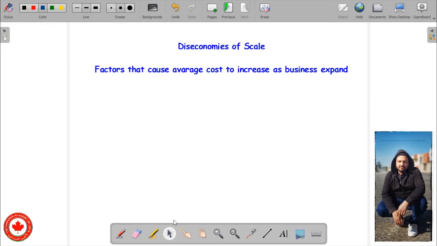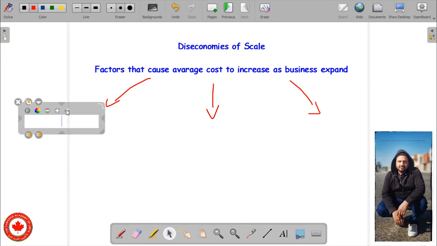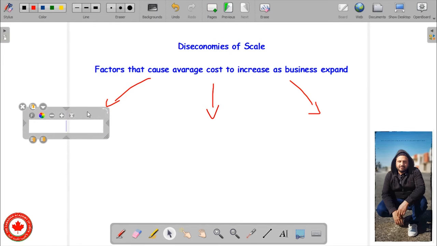So diseconomies of scale is something damaging. Most of the time, practically, it might not happen, but there is a high chance that it will happen. As I explain it, you will notice that it might happen. Number one, why might such a large company face an increase in average cost?